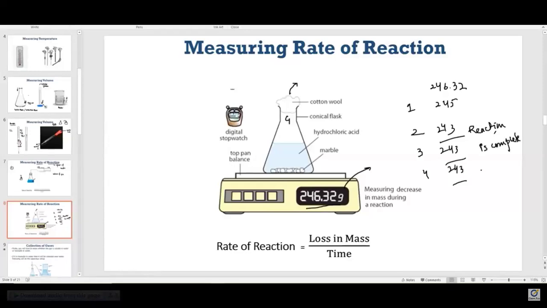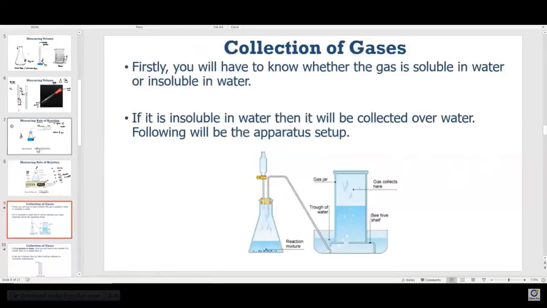Then you will stop the stopwatch and write down the loss in mass, which would be your initial value minus final value of mass, and you will divide it by the time at which the loss in mass is recorded. So that's all from rate of reaction.